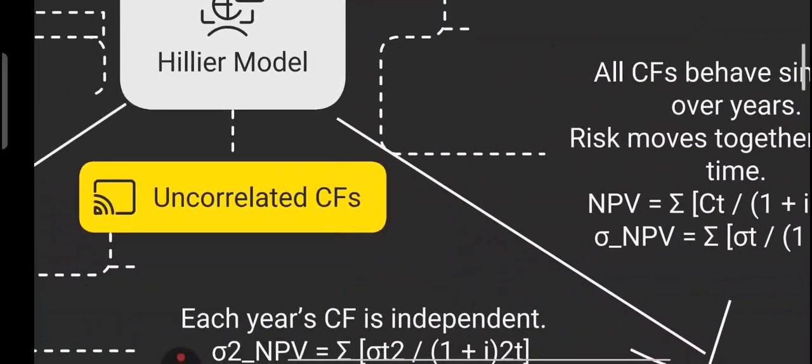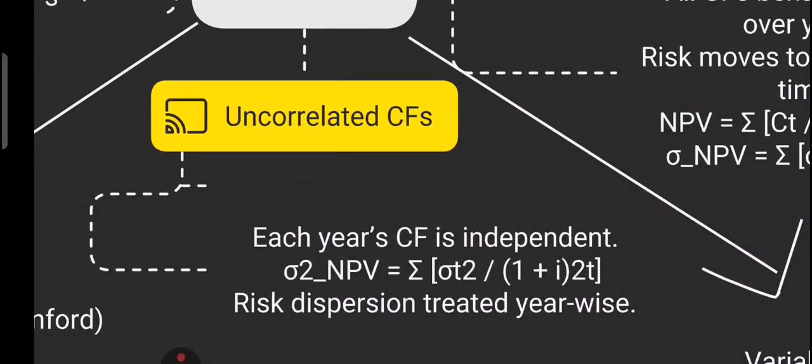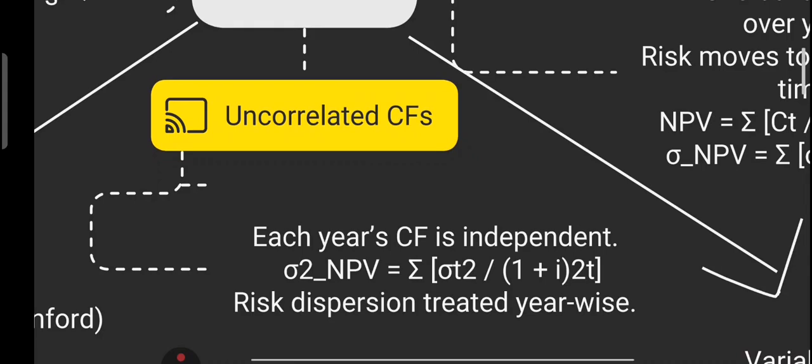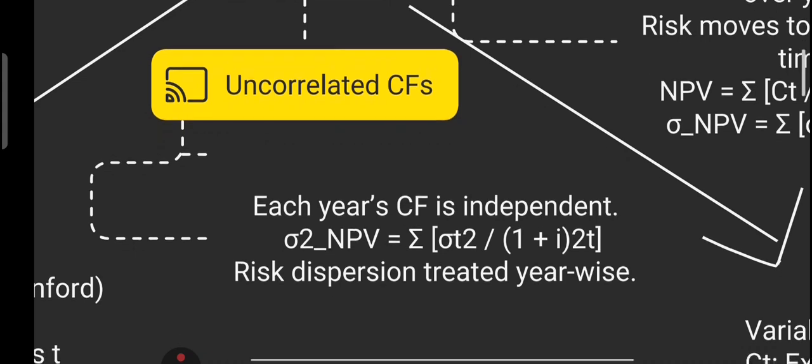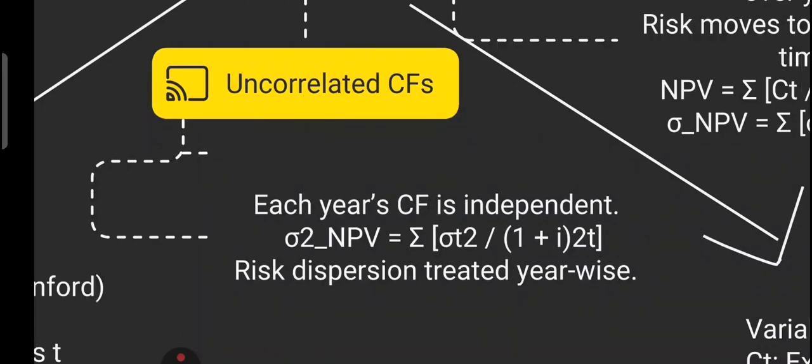And what about uncorrelated cash flow? For uncorrelated cash flow, on the other hand, if each year's cash flow behaves independently, they are called uncorrelated. There is no correlation between the previous year's cash flow and this year's cash flow. In the case of uncorrelated cash flow, Hillier's model treats risk dispersion separately for every year of the project. So there is a different approach for perfectly correlated and uncorrelated cash flows.